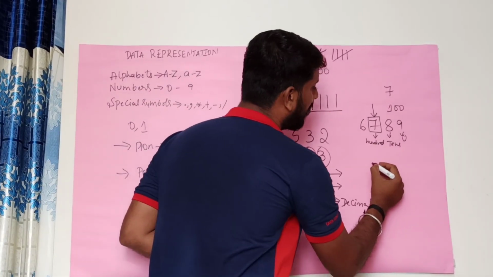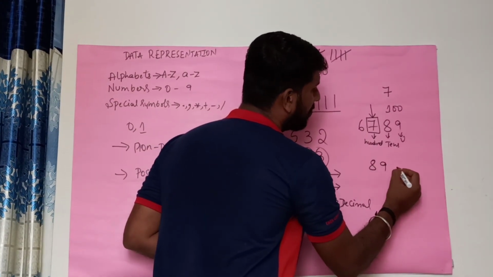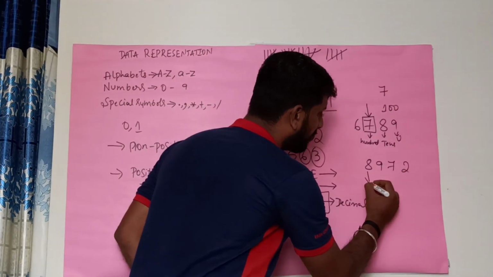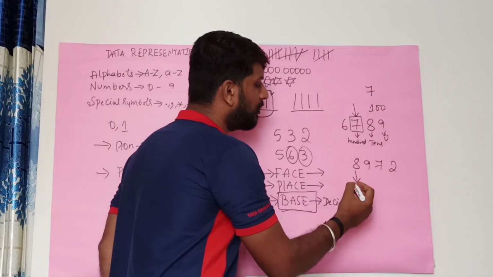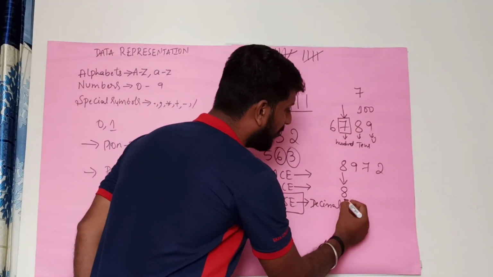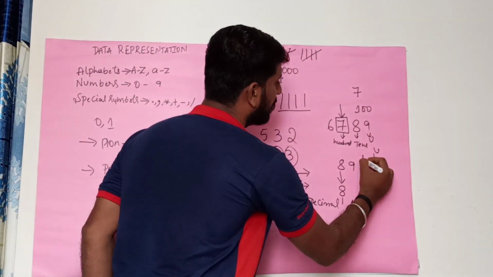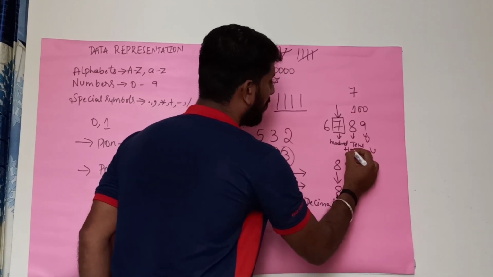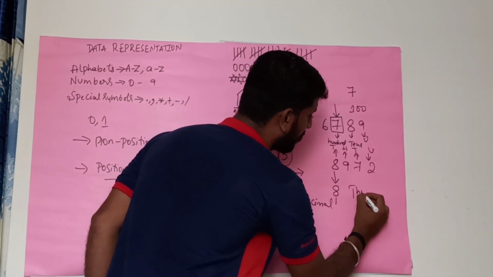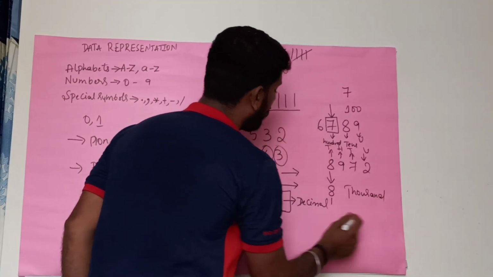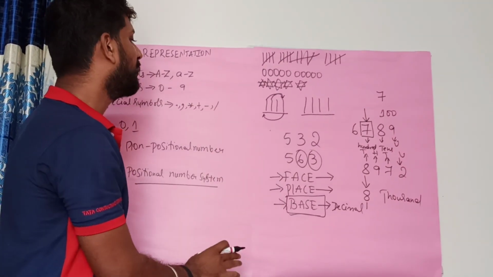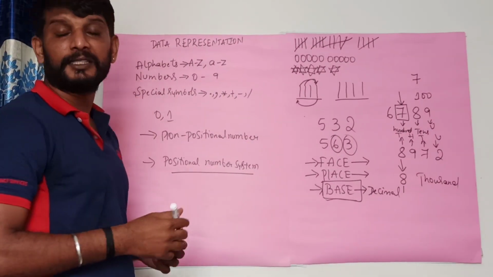Now let us consider another example: 8972. Now I will take this particular number 8. So the face value of this particular symbol is 8. The place, it is nothing but unit, 10, 100 and then 1000. So the place is nothing but 1000. And the numbering system you are using is nothing but the decimal numbering system. So this is the thing you have to remember regarding the positional numbering system.